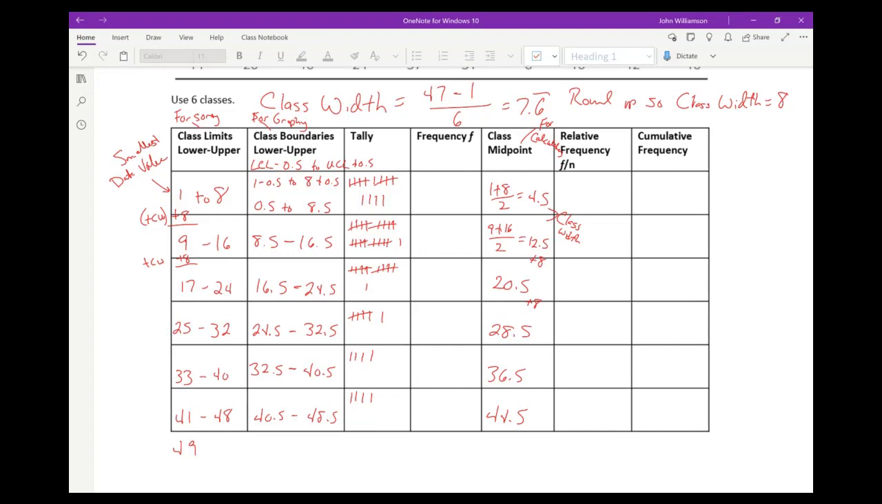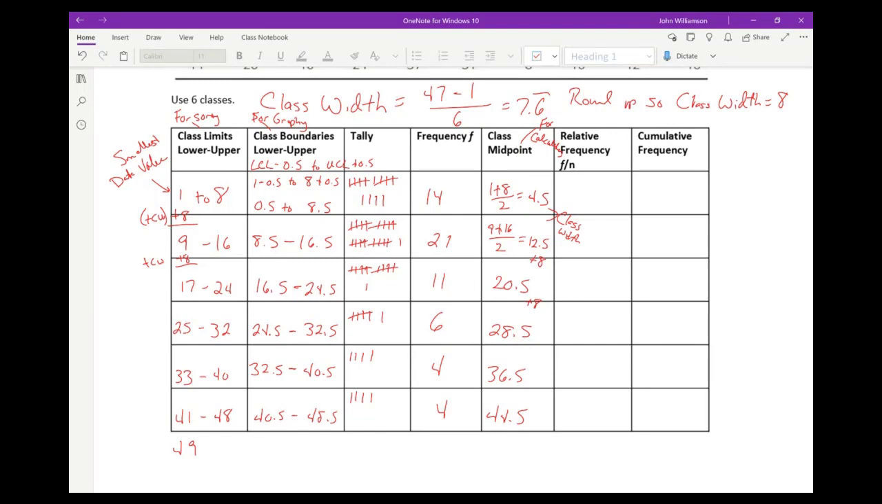So how many of the data values actually lie from 1 to 8? 14, exactly. That's your frequency. 21 lie between 9 and 16. 11 lie between 17 and 24. So you're literally just counting your data values. And then 6, 4, and 4.